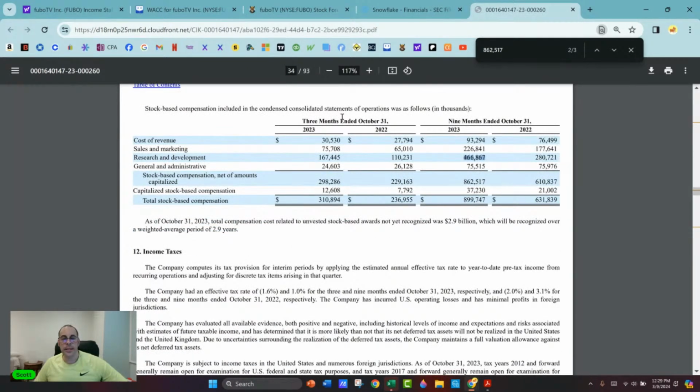SBC, including the condensed consolidated, as of 10/21, total compensation costs related to unvested stock-based rewards was 2.9 billion, which will be recognized over time. So they're saying 2.9 billion of stock-based compensation has not been recognized yet, because the only way a company can put stock-based compensation on their income statement is when the employee receives the stock.